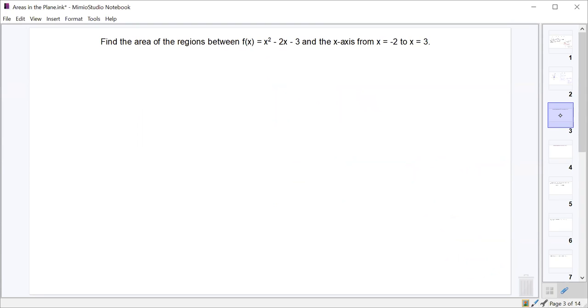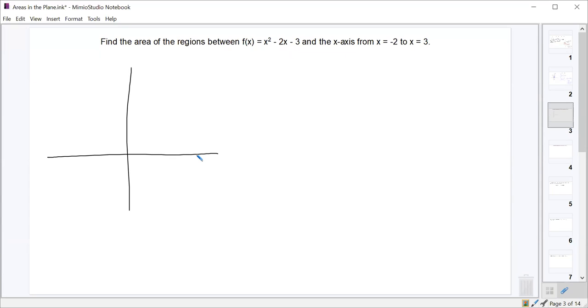So let's see if we can find the area of the regions. Looks like we got multiple regions now between x squared minus 2x minus 3, the x-axis, x equals -2, and x equals +3. So first off, we're looking at the function x squared minus 2x minus 3. That one's not as simple as x squared plus 1. How do we graph this parabola?